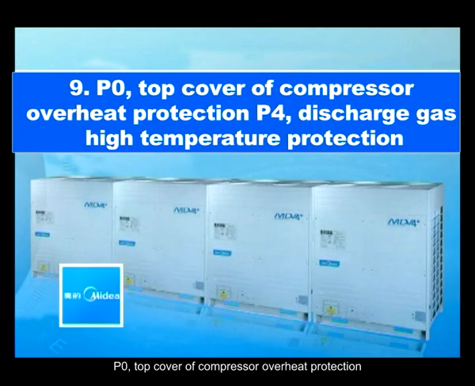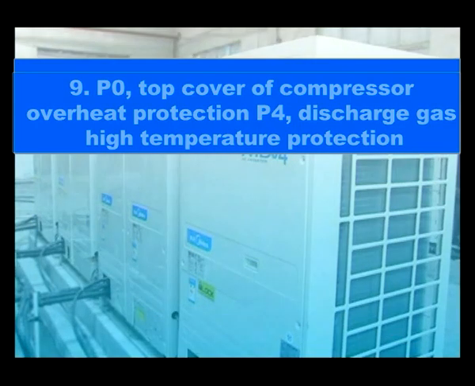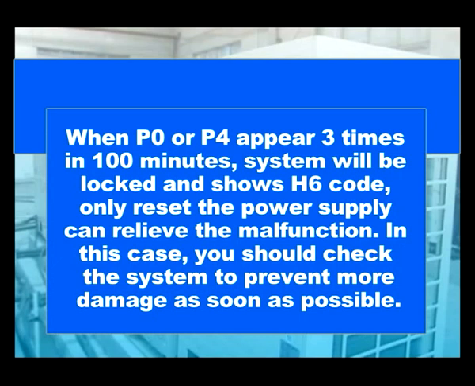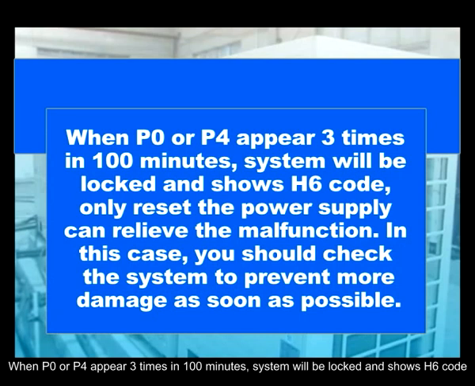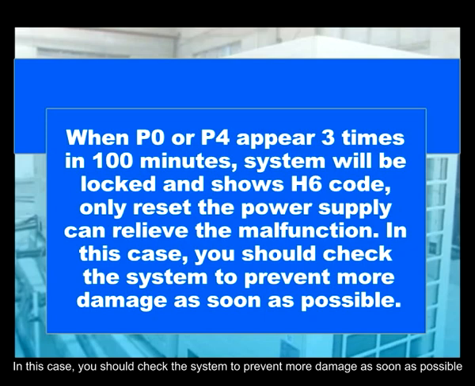P0, top cover of compressor overheat protection. P4, discharge gas high temperature protection. When P0 or P4 appears 3 times in 100 minutes, system will be locked and shows H6 code. Only reset the power supply can relieve the malfunction. In this case, you should check the system to prevent more damage as soon as possible.